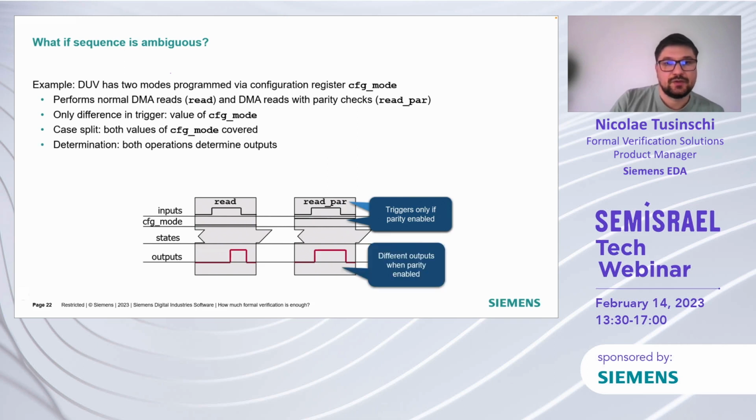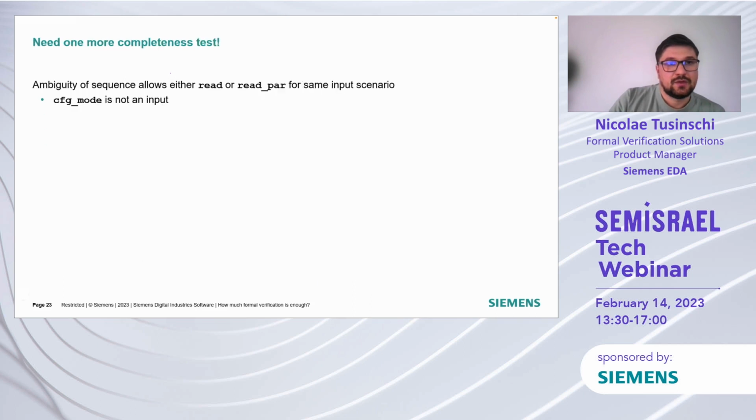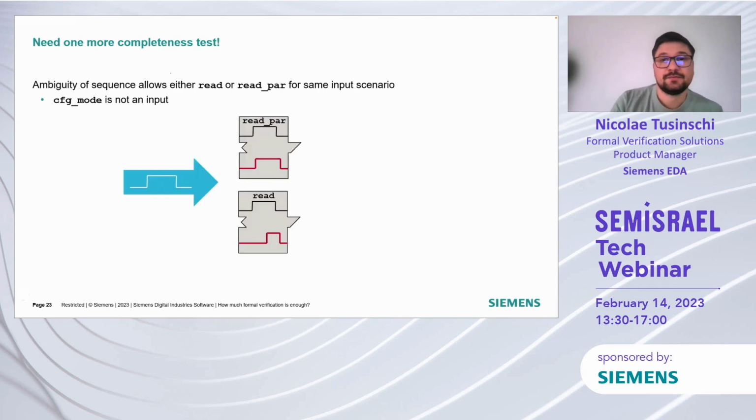So different outputs when parity is enabled. And in this case, we need one more completeness test, and this is the ambiguity of sequence that allows either read or read par for some input scenarios. And configuration mode is not an input, and here is how we address it.